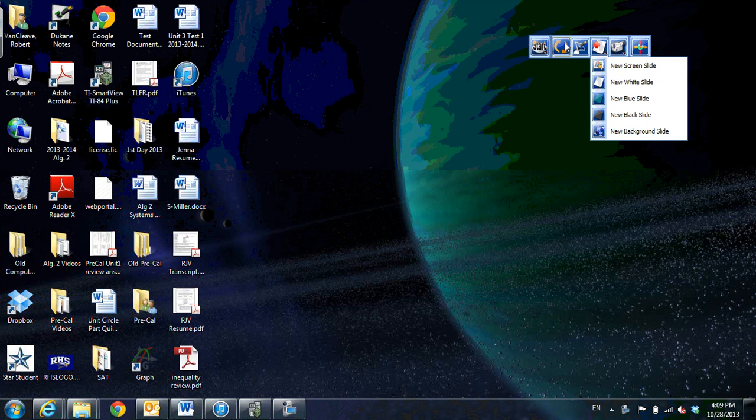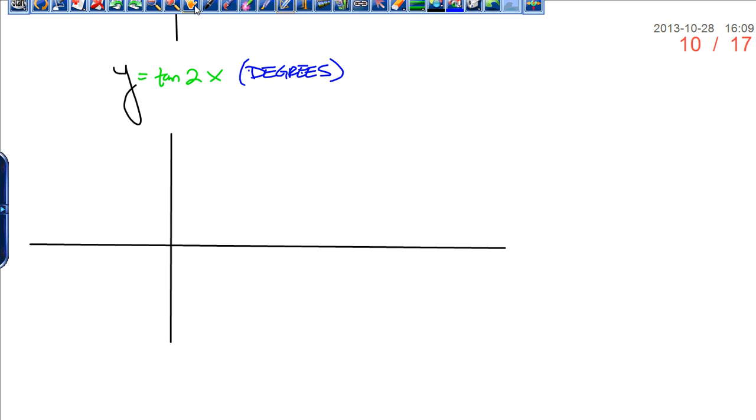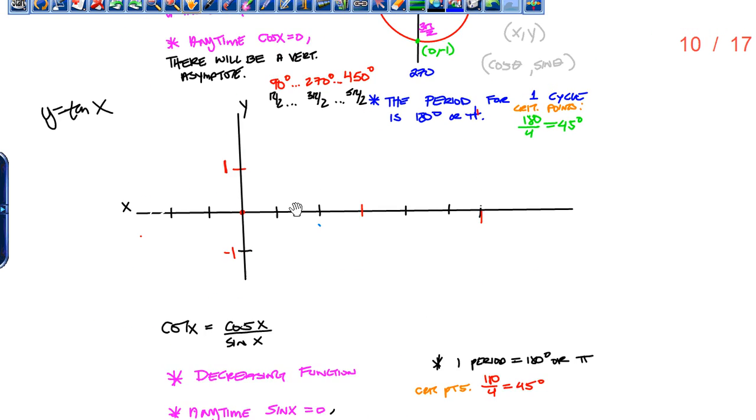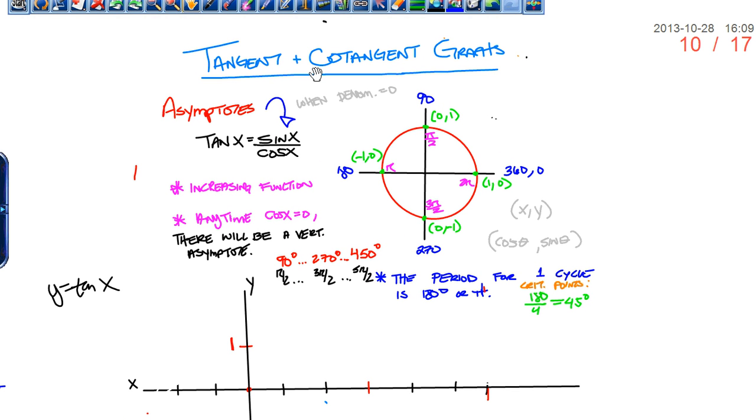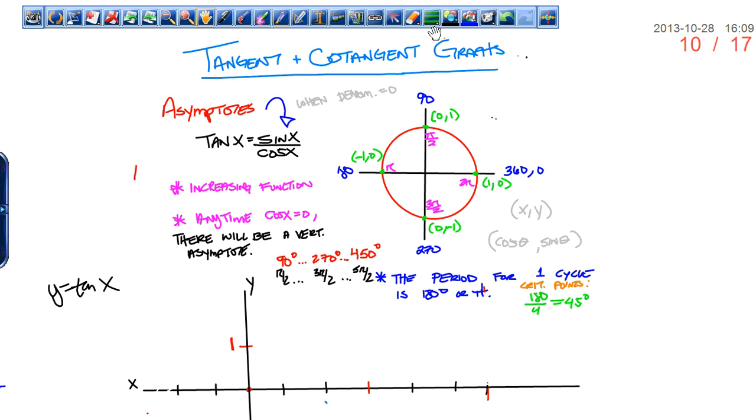All right, today we're going to be graphing cotangent and tangent. Just very similar to sine and cosine. All the rules still apply as far as how we're graphing them, how we go up by, all that. But some of the things are a little different.